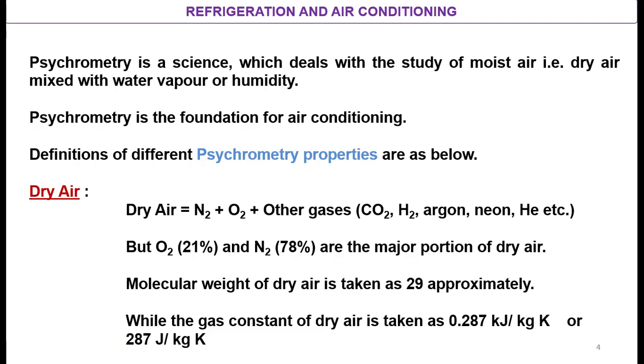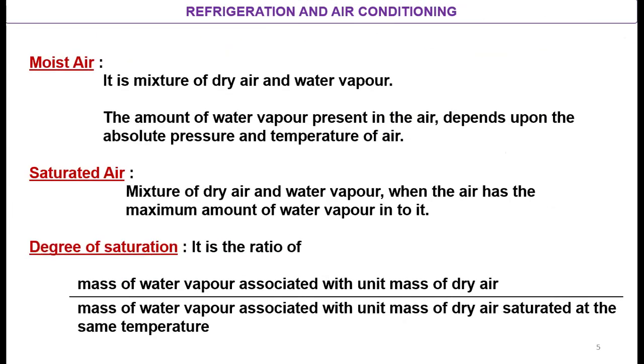Okay, so that is your first psychrometric property definition, the dry air. Then the next property is known as the moist air. The moist air is nothing but a mixture of dry air and water vapor. A very simple definition.